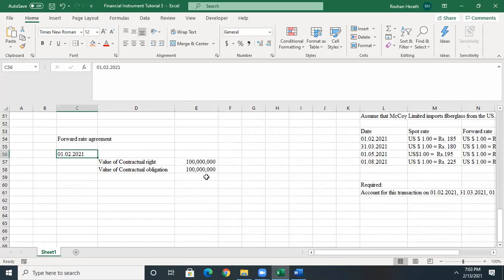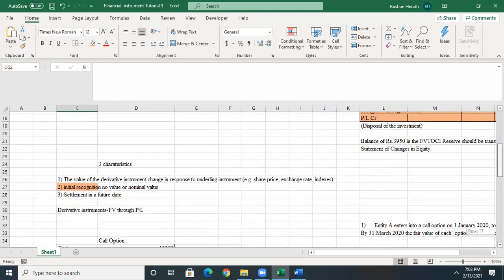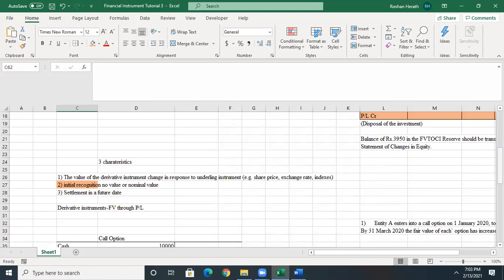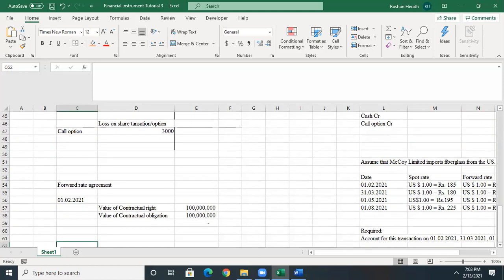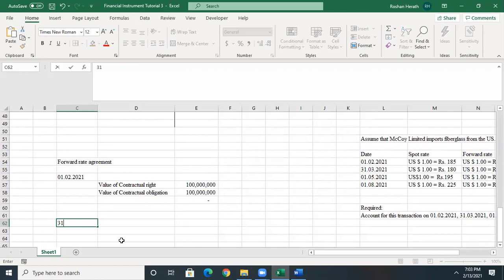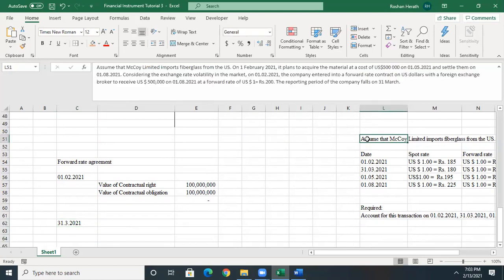Right? So therefore 0. Then we may come to the reporting date, because when it comes to the derivatives, we agree that derivative is fair value through profit or loss. Hence, on 31st March 2021, you need to remeasure that. Here they have not mentioned that they have entered into a kind of a hedging arrangement. They have not discussed about the hedging. So therefore, we are not going to consider that.